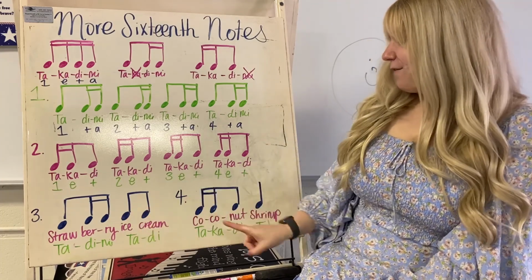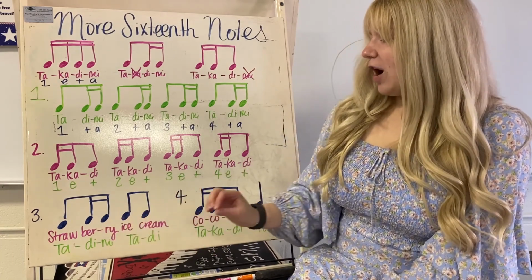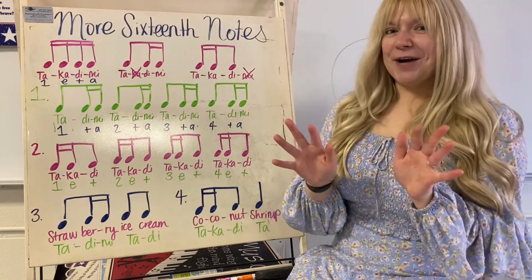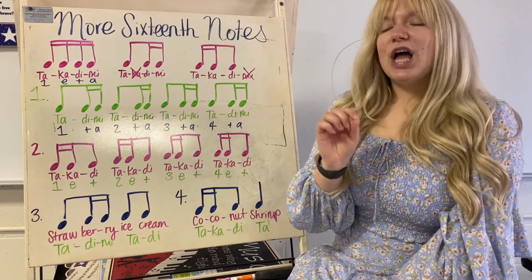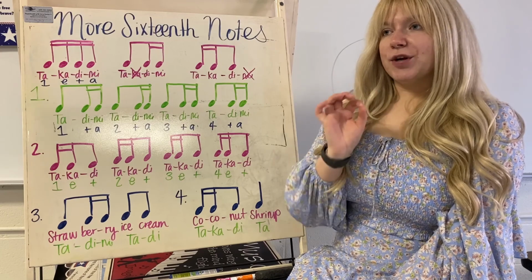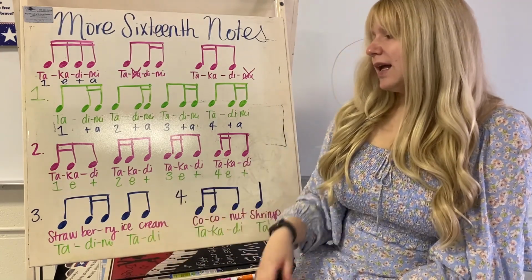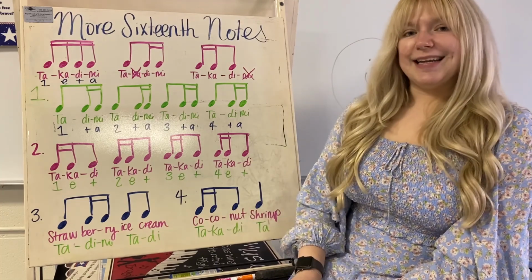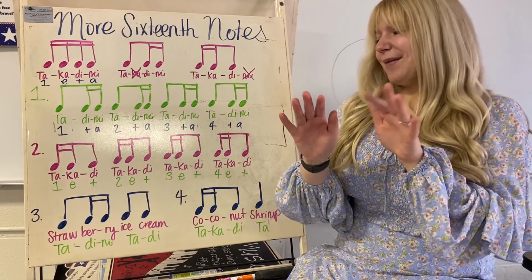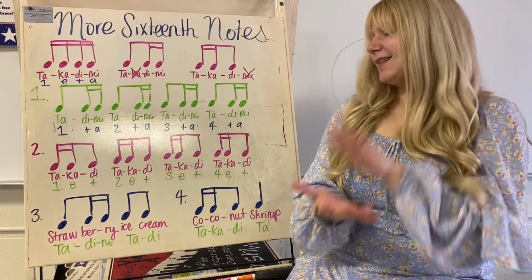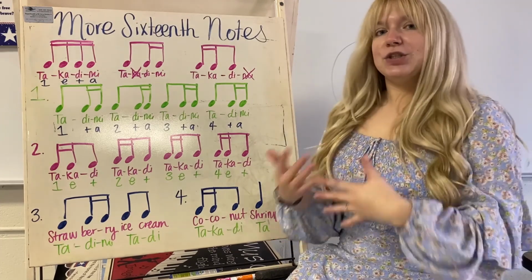So let's have a little fun with it now. We're going to look at 3 and 4, our food words. So the first one I have is strawberry ice cream. Try it with me. Ready? Strawberry ice cream. Just speak it. Strawberry ice cream. Good. Let's use our takadimi words. So this one would be ta-dimi, ta-di. Try it with me. Ta-dimi, ta-di. Now clap it and say that. Ta-dimi, ta-di.